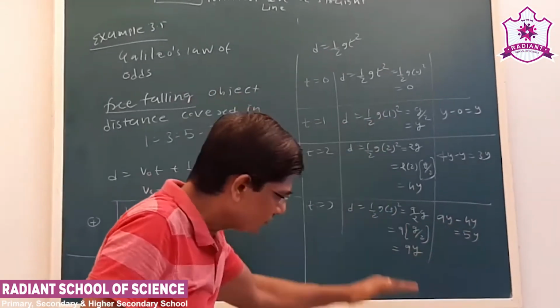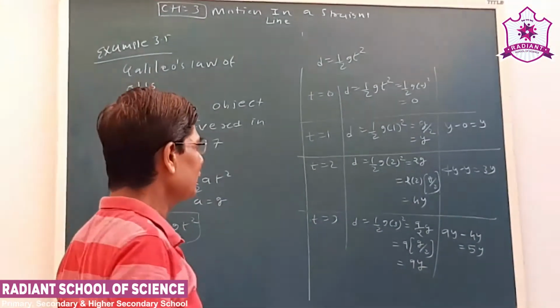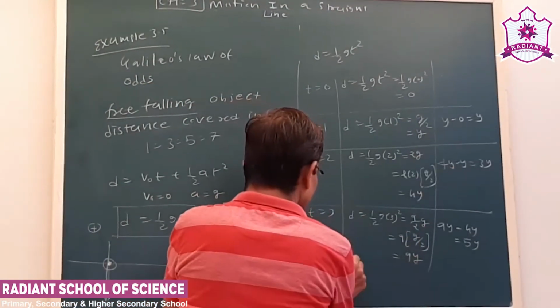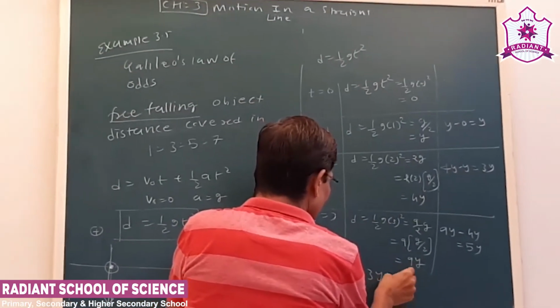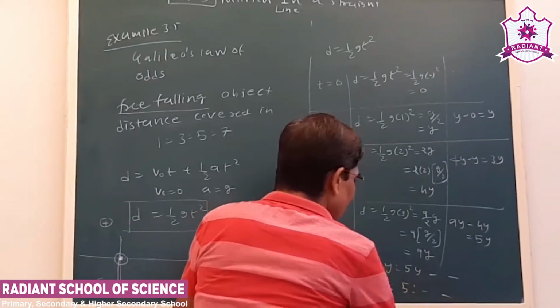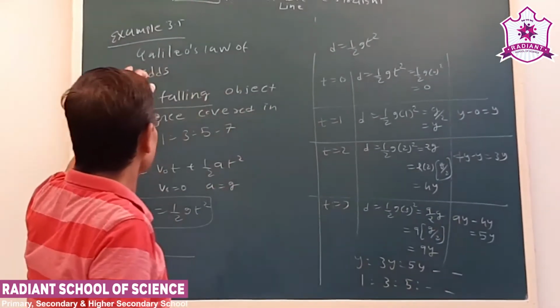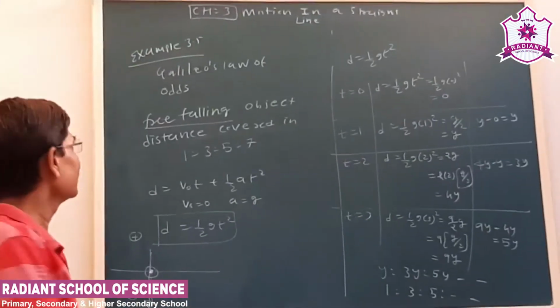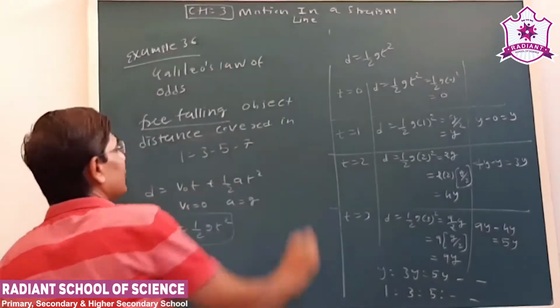We can continue with this calculation, but we see the distance covered is y, 3y, 5y. So the distance covered will be in the ratio of 1:3:5. That is called Galileo's law of odds. Okay, this is our 3.6.